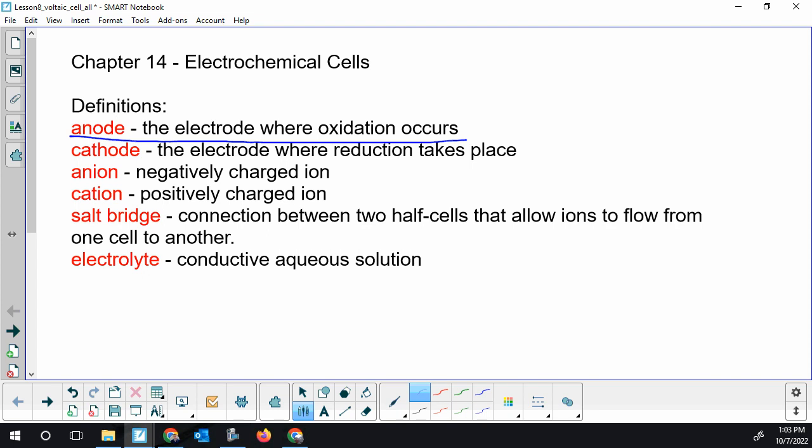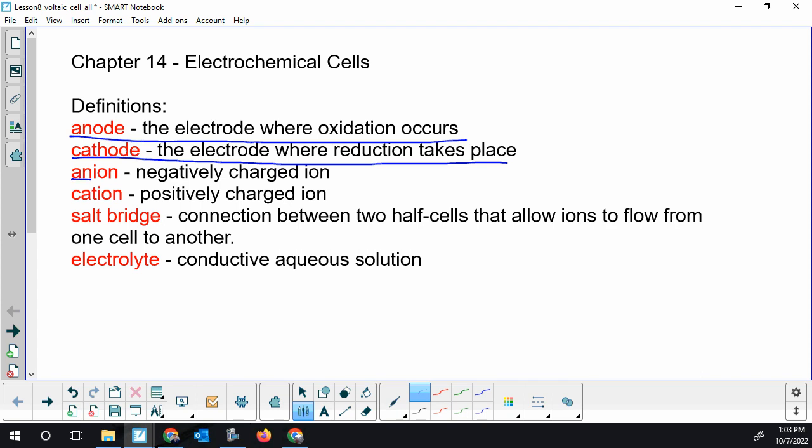The cathode is the other end. It's the end that has reduction. Now we'll talk about polarity as we go through our lessons, positive and negative. Is the anode plus or minus? But it's always where oxidation occurs. Cathode is always where reduction occurs.